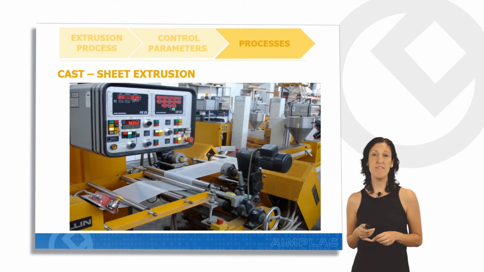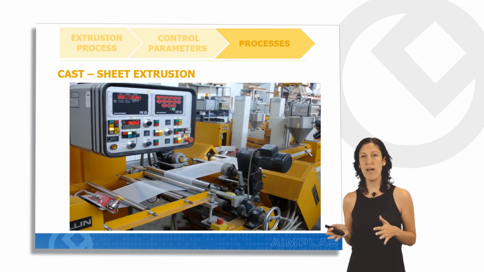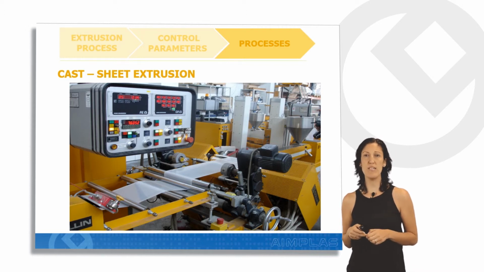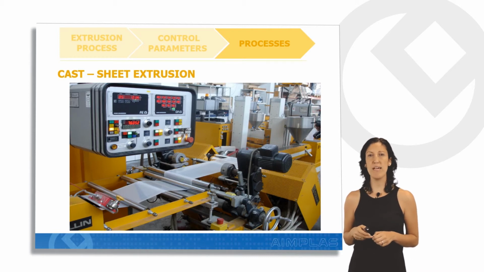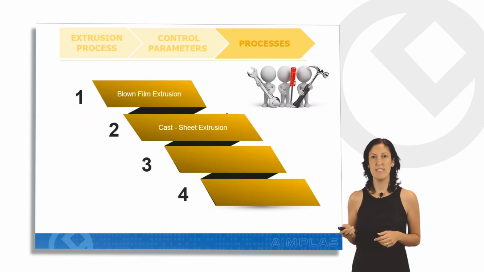In InPlus facilities, we could obtain sheets or films with a maximum width of 480 millimeters, and with a thickness between 40-50 microns up to 900 microns. It depends on the material.